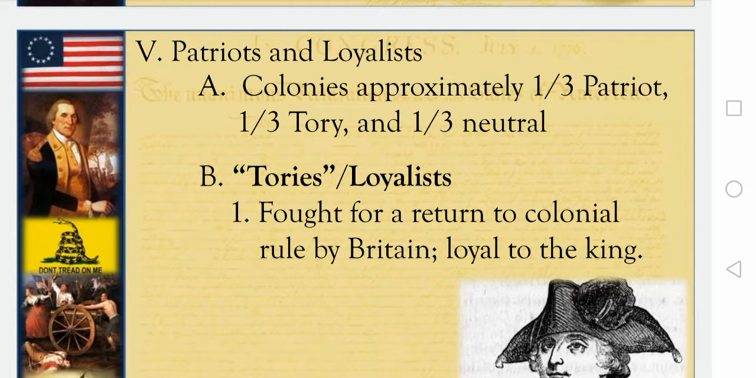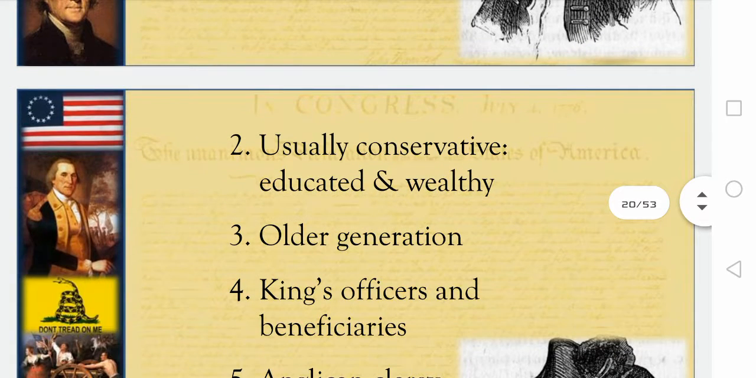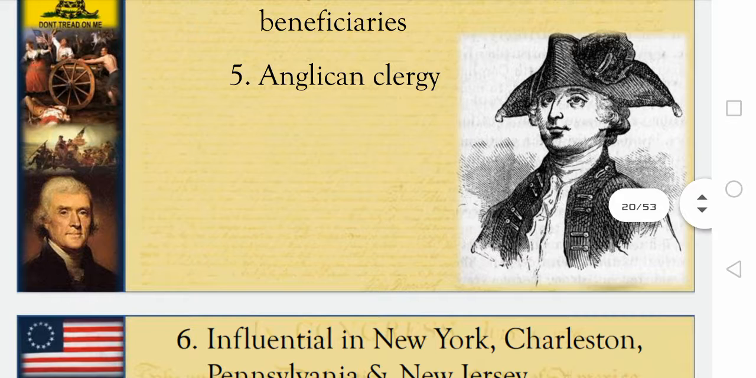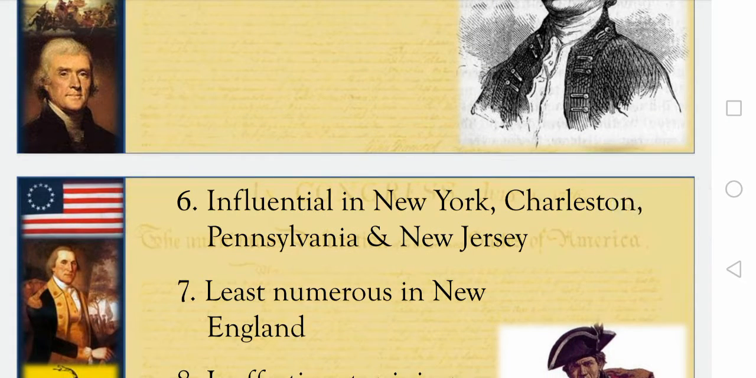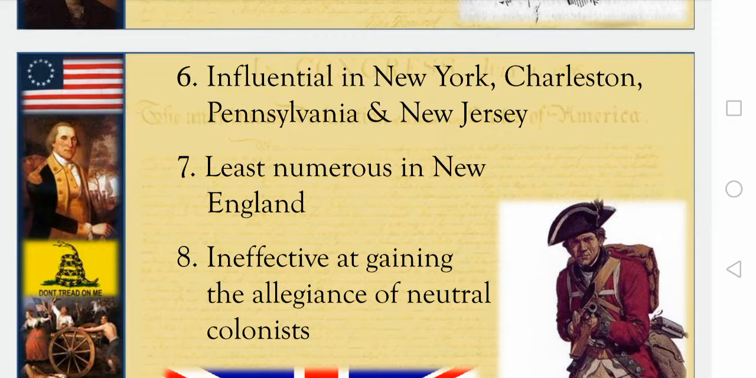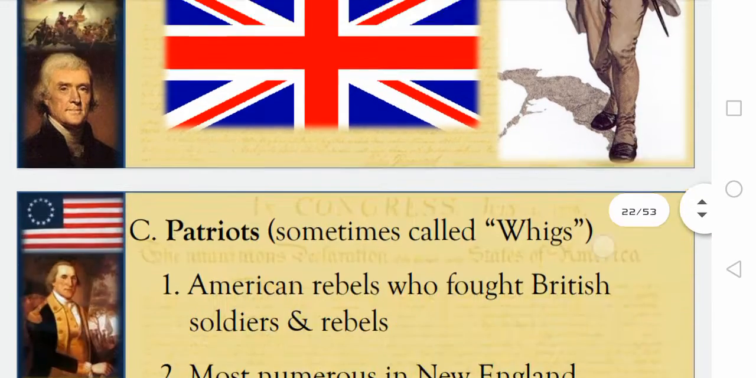Tories and loyalists fought for a return to colonial rule by Britain because they were loyal to the king. Usually conservative, educated and wealthy people. And next come the older generation and king's officials and beneficiaries. And the fifth is the Anglican clergy. Next come the influential in New York and Charleston and Pennsylvania and New Jersey, and least numerous in New England, ineffective at gaining the allegiance of neutral colonists.